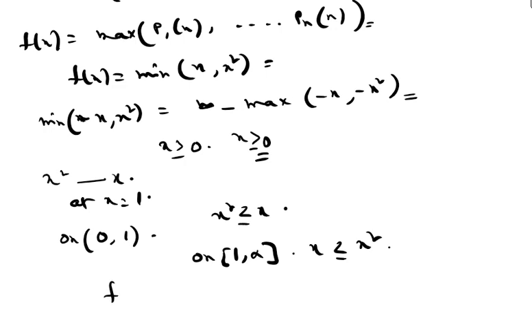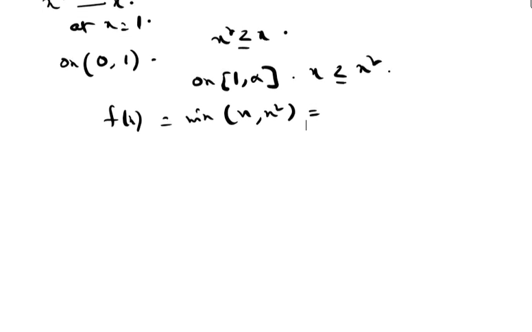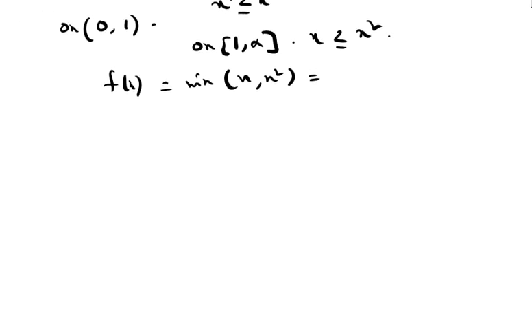So notice f(x) equal to minimum of x, x square is always the smaller of the two. That means it is never the larger of the two. So max of x, x square would give the opposite function: x for 0 less than or equal to x less than or equal to 1, and x square for x greater than or equal to 1. That's the flipped version.